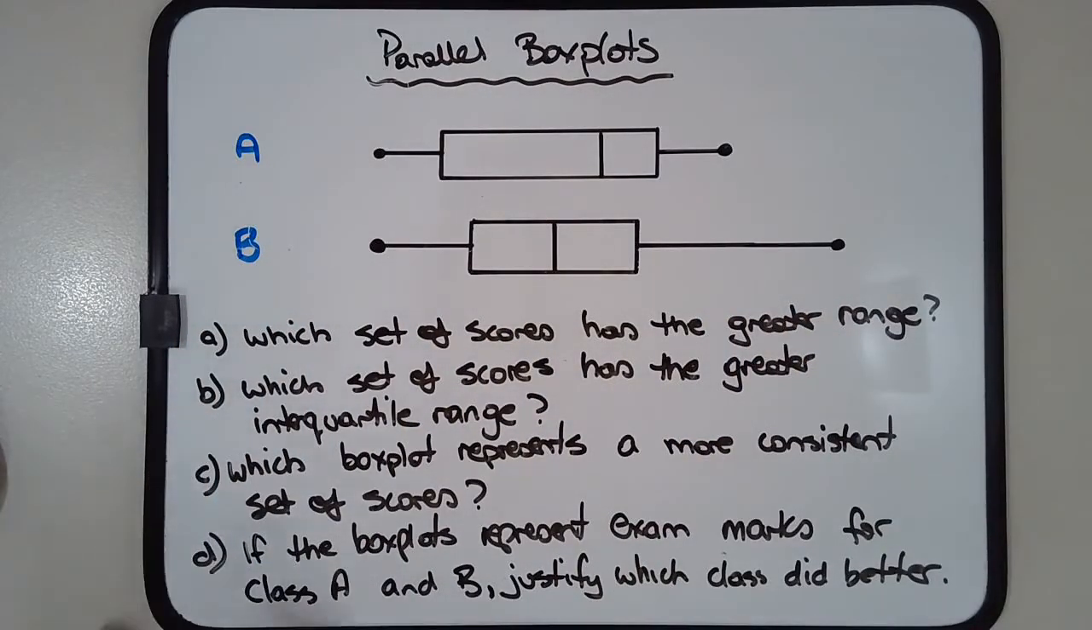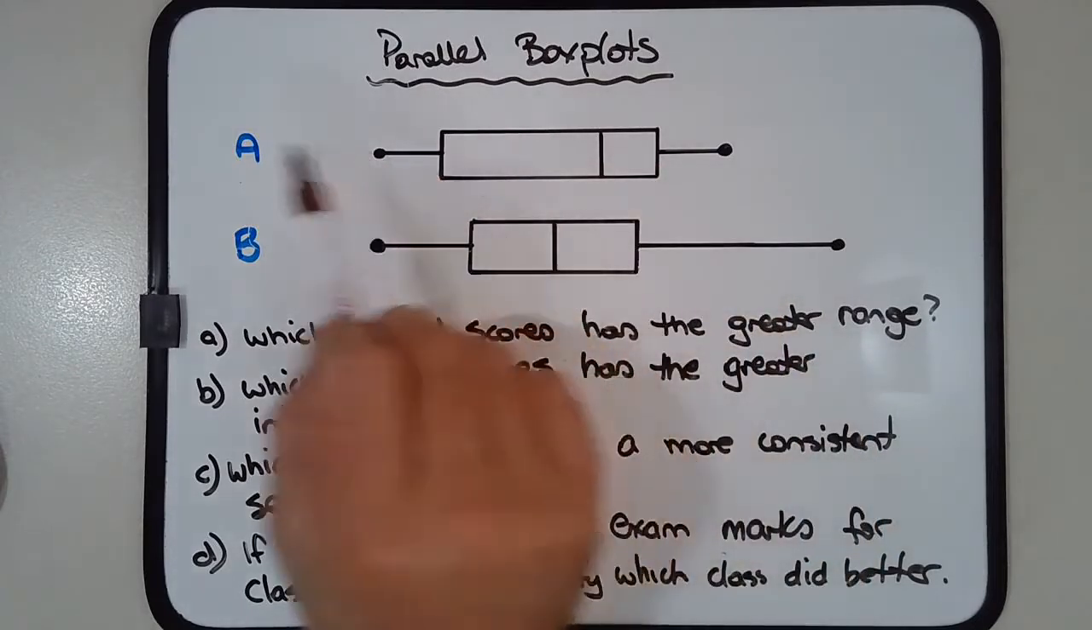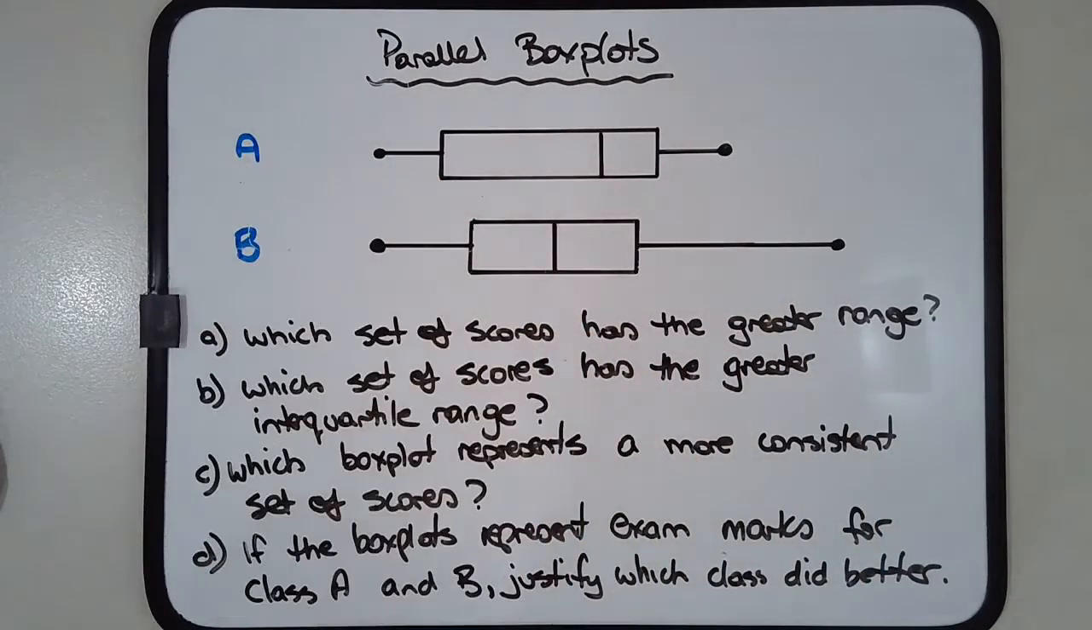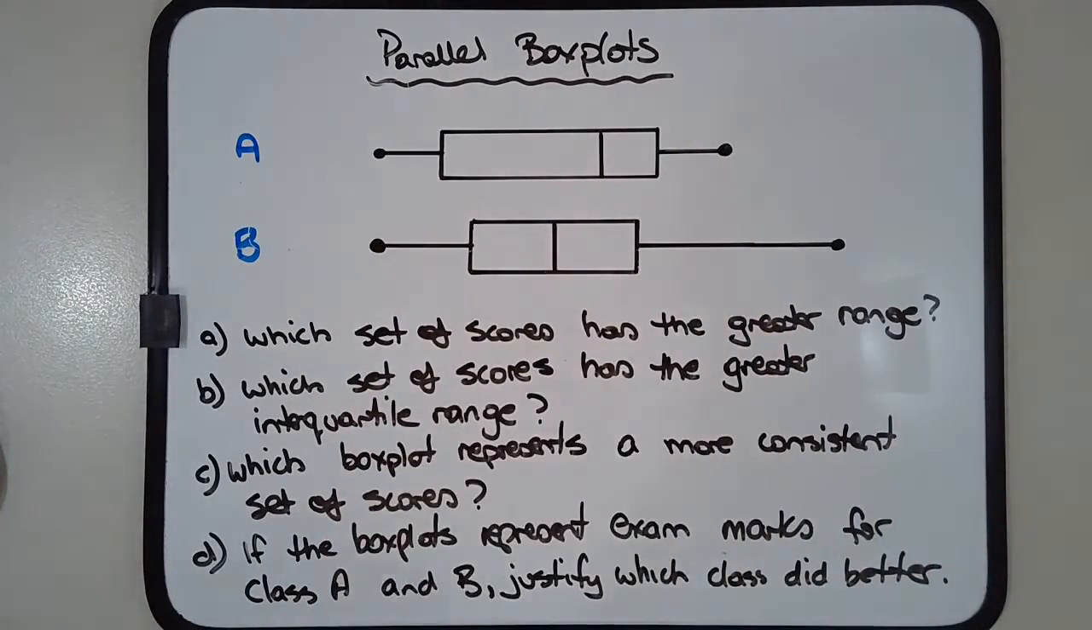Part B. Which set of scores has the greater interquartile range? The interquartile range is the width of the box itself. So that would clearly be box plot A, or score set A. The box plot represents those scores, basically just those scores grouped as a box, or represented as a box plot.